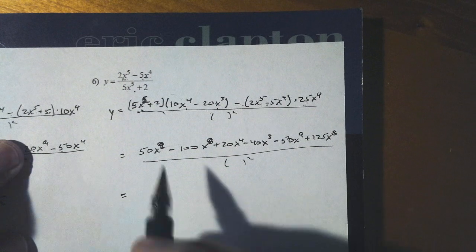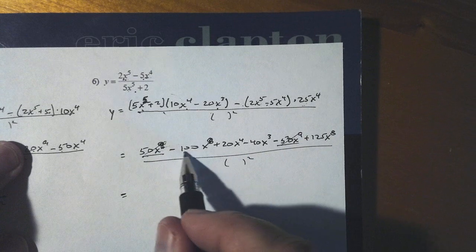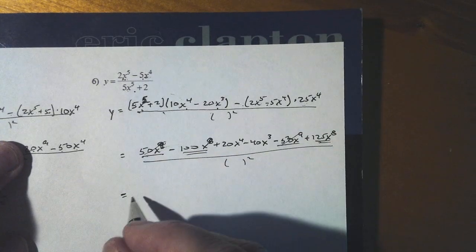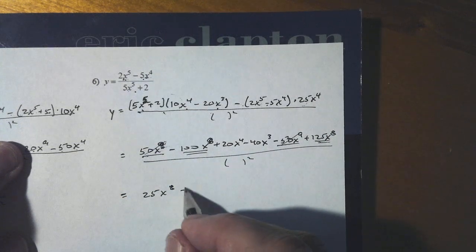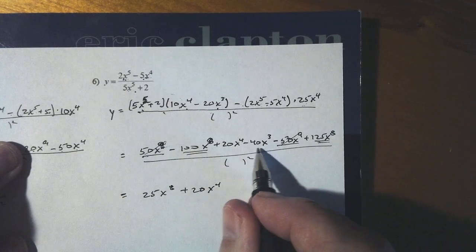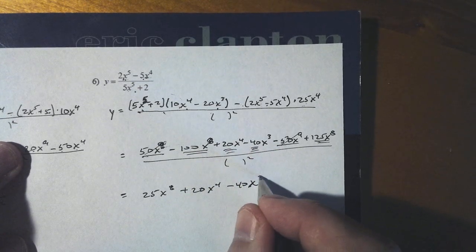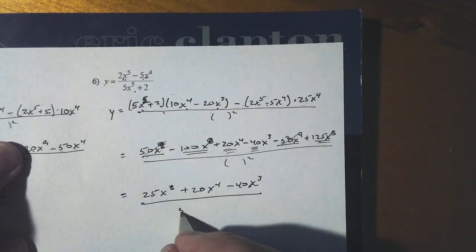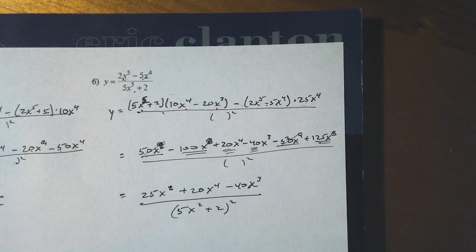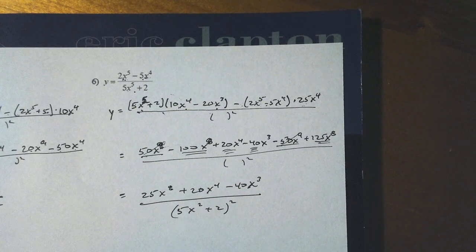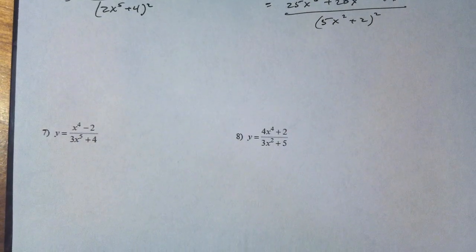Wow. X to the ninths, 50 minus 50, that's nice, they're gone. X to the eighths, negative 100 plus 125, 25x to the eighth. X to the fourths plus 20x to the fourth minus 40x cubed, all on the square of the thing below. So once again, calculus easy, algebra hard, tedious, precision. I'm going to do a better job of being more precise on these steps.